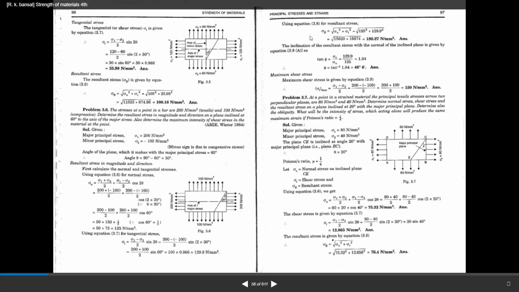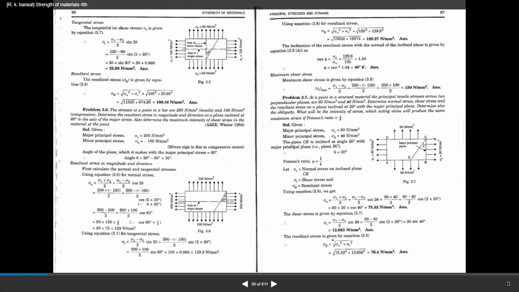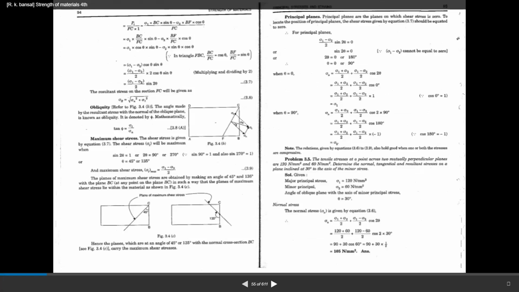Using equation 3.8, that is the resultant stress. Sigma n squared plus sigma t squared, substituting the sigma n value and sigma t value, the resultant stress sigma r equals 180.27 Newton per mm square. That is the resultant stress. The inclination of the resultant stress with the normal of the inclined plane is given by equation 3.8a. See the 3.8a.